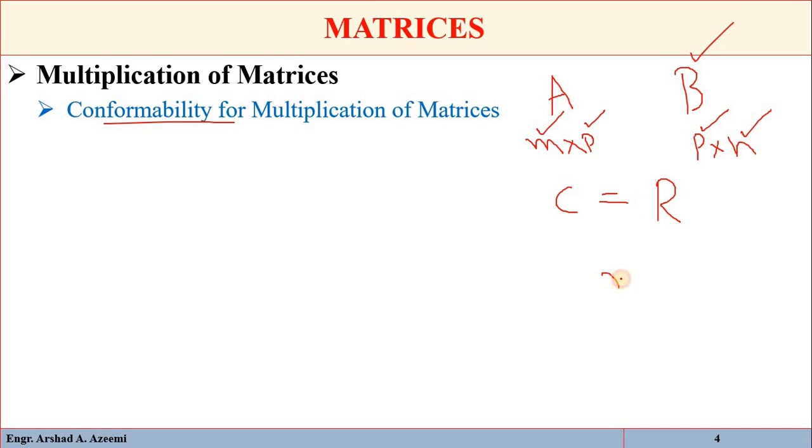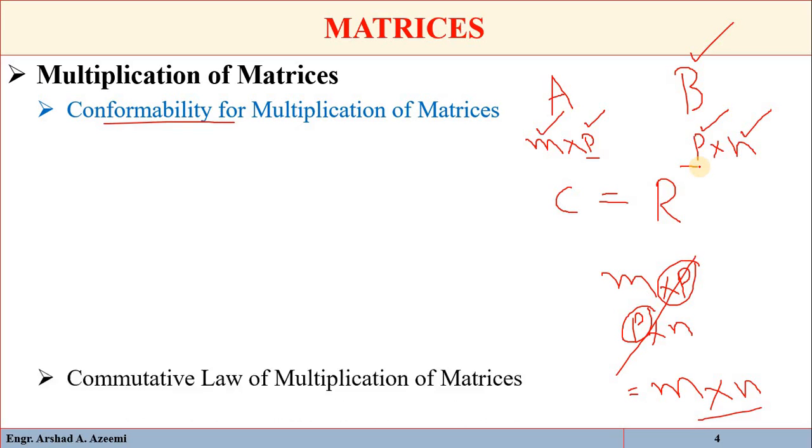For example, this is the order of matrix A and this is the order of matrix B. The number of columns of A is equal to the number of rows of B, so the resultant matrix will be M by N. That means the order of the resultant matrix will be M by N. So that is the conformability of two matrices. The number of columns of the first matrix must be equal to the number of rows of the second matrix, then the multiplication will be possible.